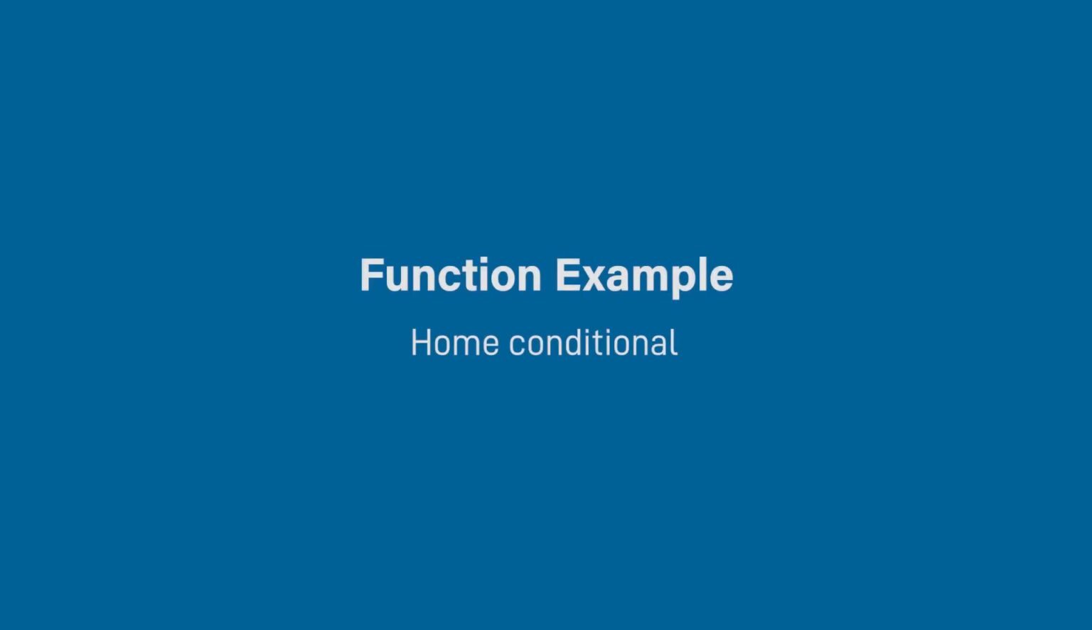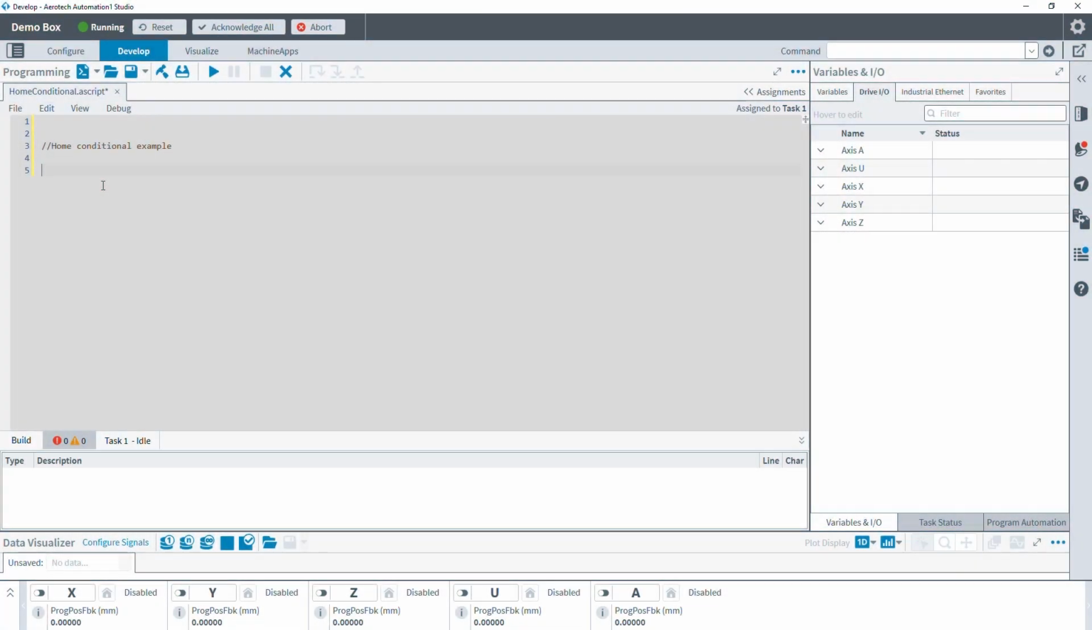We'll now take a look at a function example, reading and converting a file. Our next example is going to be a home conditional. So sometimes when you want to home an axis, you want to make sure it's at home, but not actually go through the homing routine if you don't need to. So it might be the x-axis was already homed, but my program always says home the x-axis just in case there's been a reset or anything. There is no standard Aeroscript command for doing this at the moment, but what we can do is write our own little function for doing so.